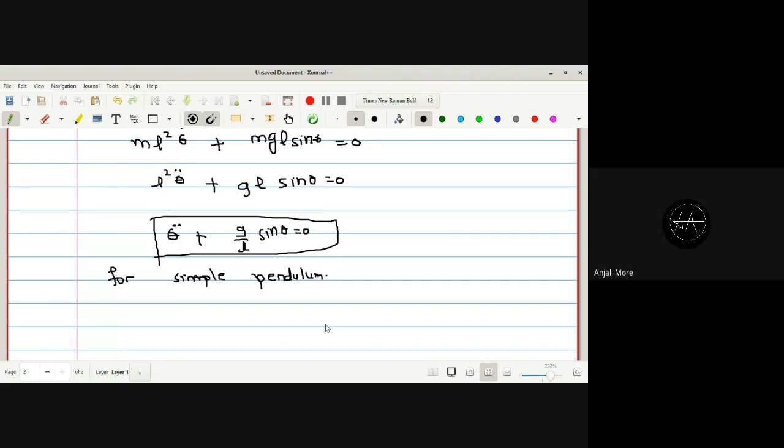Yes, ma'am. So we get theta double dot plus g by l sine theta, which is the required equation for the simple pendulum.